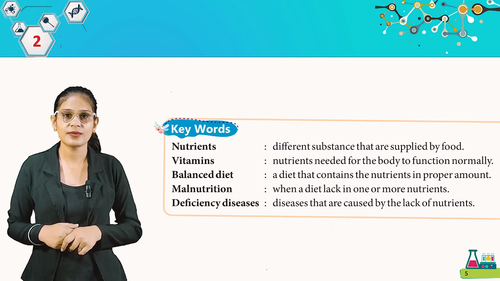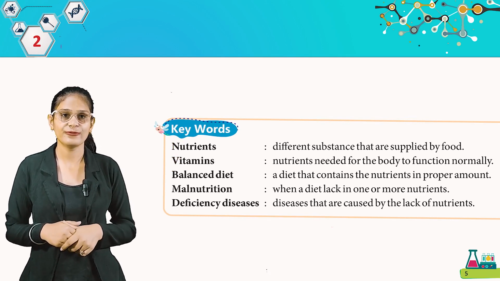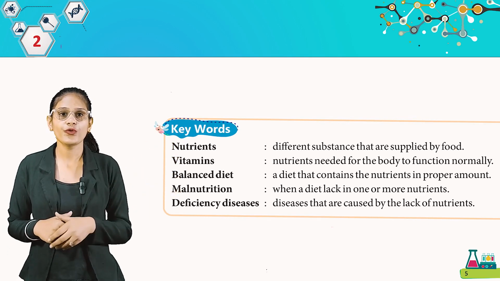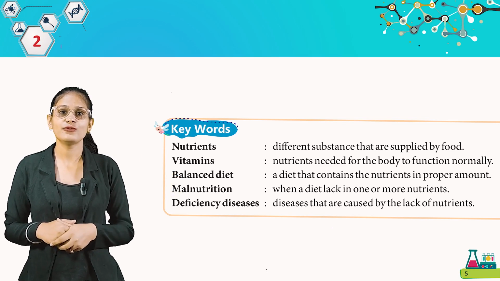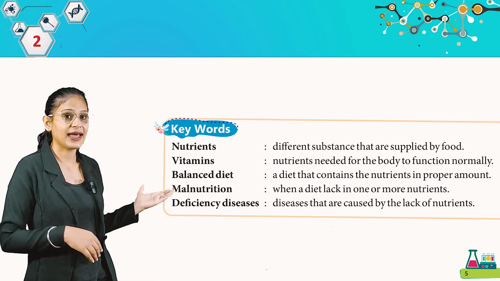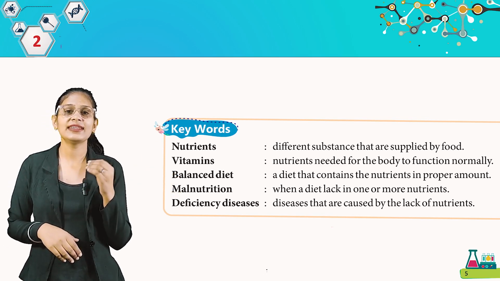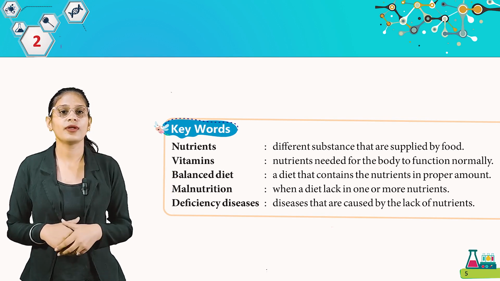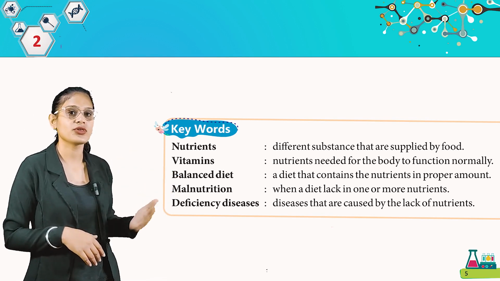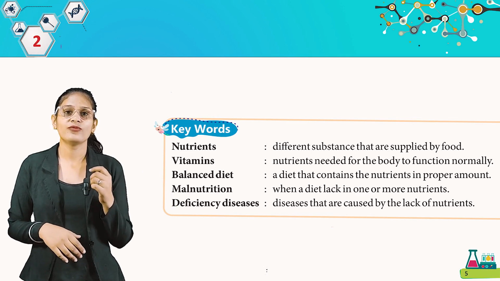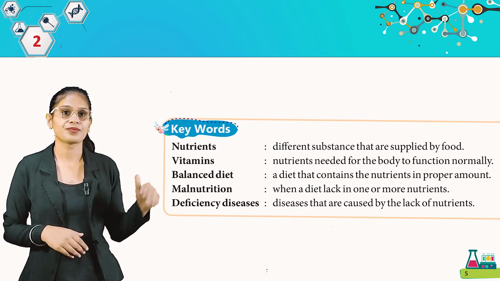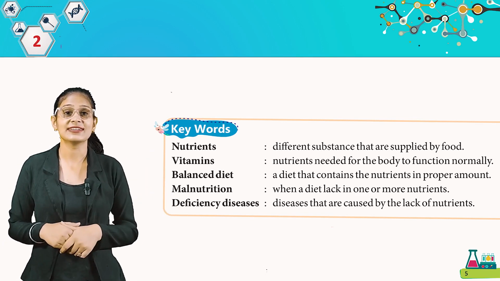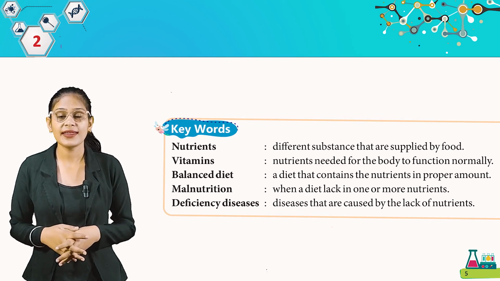Nutrients, different substances that are supplied by food. Vitamins, nutrients needed for the body to function normally. Balanced diet, a diet that contains the nutrients in proper amount. Malnutrition, when a diet lacks in one or more nutrients. Deficiency disease, diseases that are caused by the lack of nutrients.